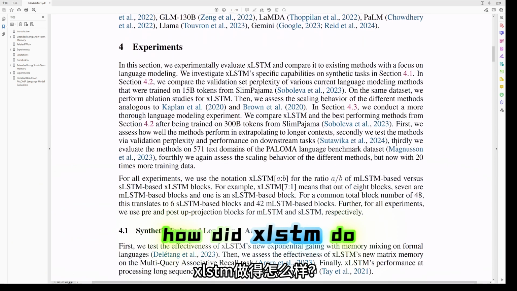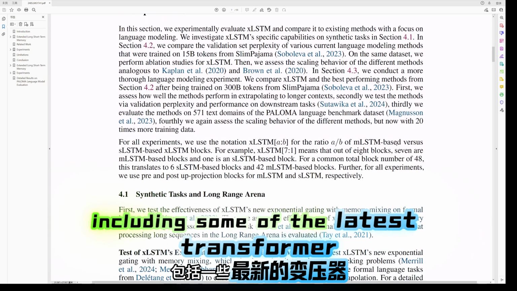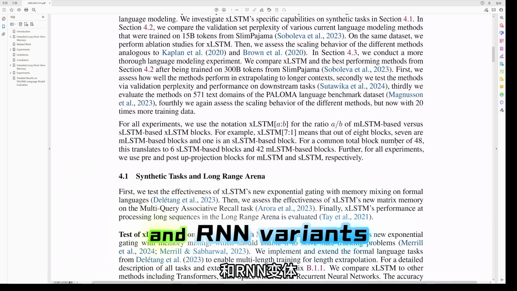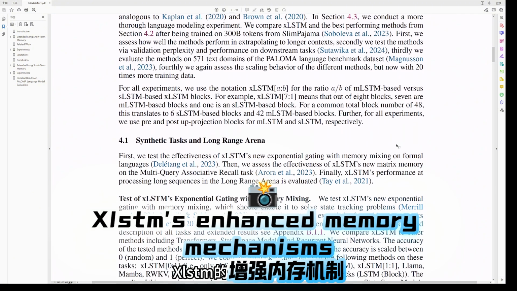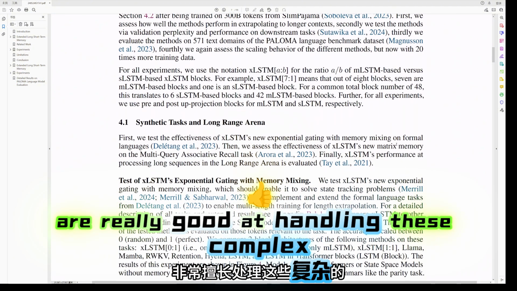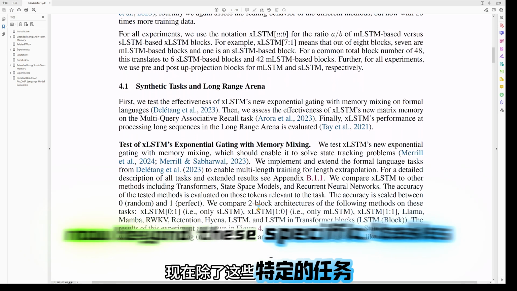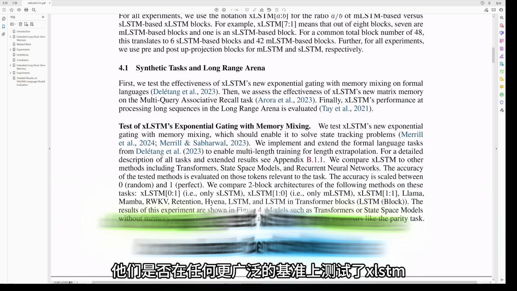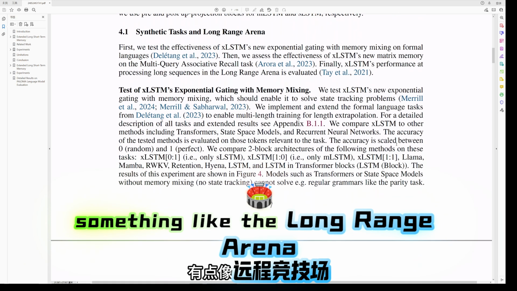How did xLSTM do? It actually beat a lot of other models, including some of the latest transformer and RNN variants. The results suggest that xLSTM's enhanced memory mechanisms are really good at handling these complex associative recall tasks. That's encouraging. Now, beyond these specific tasks, did they test xLSTM on any broader benchmarks? Something like the long-range arena, maybe?